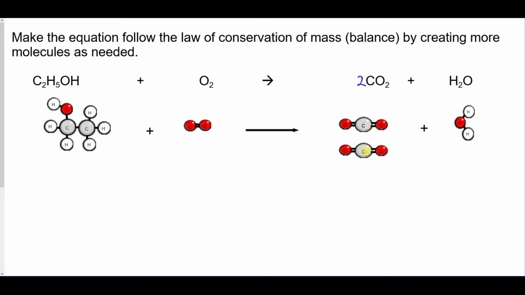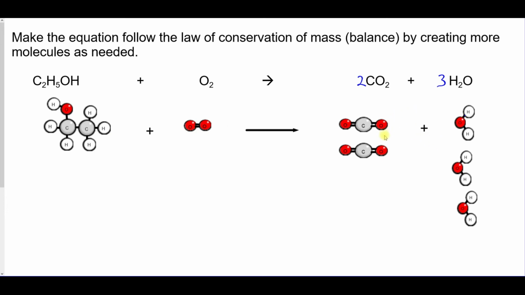Let's look at hydrogen next. Now you'll see that I have 5 here, but I have an additional one. So I have 6 hydrogens, 1, 2, 3, 4, 5, 6, and I only have 2 on my product side, so I'm going to need to change that to a 3. So now my carbons are balanced and my hydrogens are balanced.